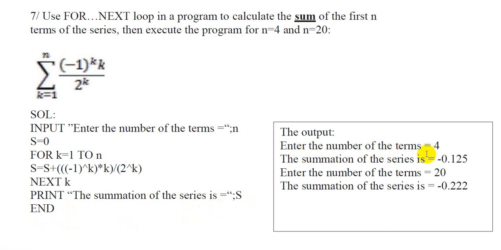Enter the number of terms: 4. The summation of the series is equal to 0.125. Enter the number of terms: 20. In case we have a value of 20, the summation of the series in this case will be 0.222.